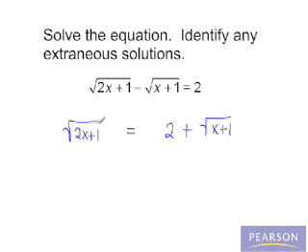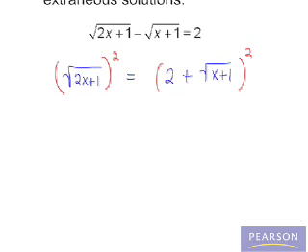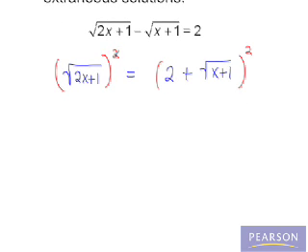Now we're going to square both sides of our equation. Square the left side and square the whole right side of our equation. The left side is pretty basic. The square and the square root negate each other, and we are left with 2x plus 1. However, on the right-hand side, we're going to be squaring a binomial, so at first it's going to look like a complicated expression.